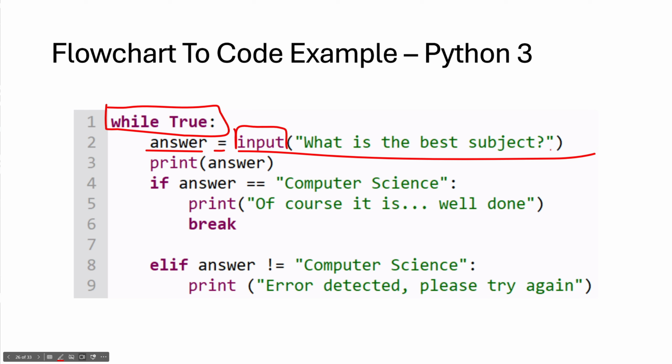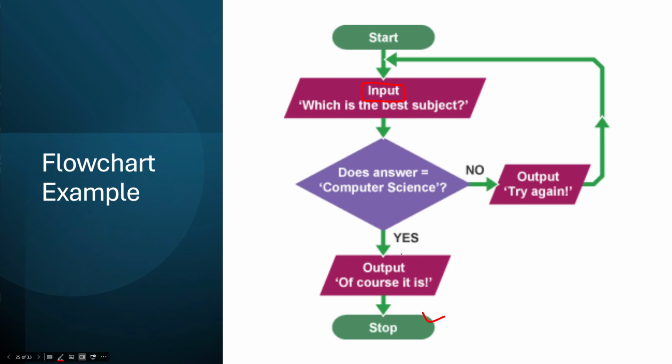What is the best subject? If someone types in computer science or computing, then fine. But what I've done, I've said if answer is double equal sign, means it must be exactly equal to this. So there must be uppercase C, there must be uppercase S, it must be exactly like this. Print, of course it is, well done. And we break the program, and we break the loop here. Elif, or else if, whichever way you want to say, if the answer is not equal to computer science, error detected, please try again. Obviously a very silly example, but hopefully demonstrates how we go from this flowchart to this actual Python code.